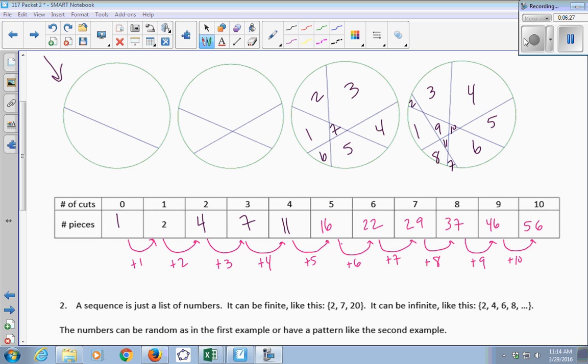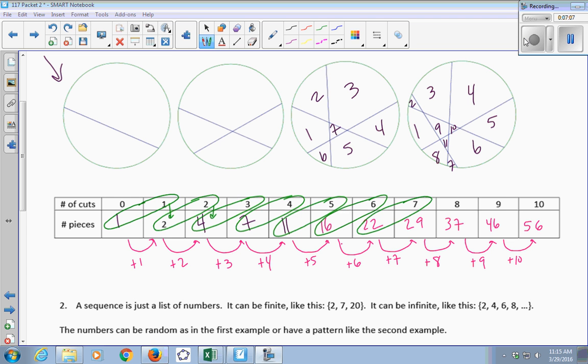All right, so that's one pattern that I heard several people talking about, but there were other patterns too. One pattern that people noticed was if you add these 2 numbers, you get the next number in the list, right? So 1 and 1 is 2. 2 and 2 gives you the 4. 3 and 4 gives you the 7. 7 and 4 gives you the 11. 11 and 5 makes 16. 16 plus 6 is 22. 7 plus 22 is 29. See that pattern? All right, that's good.